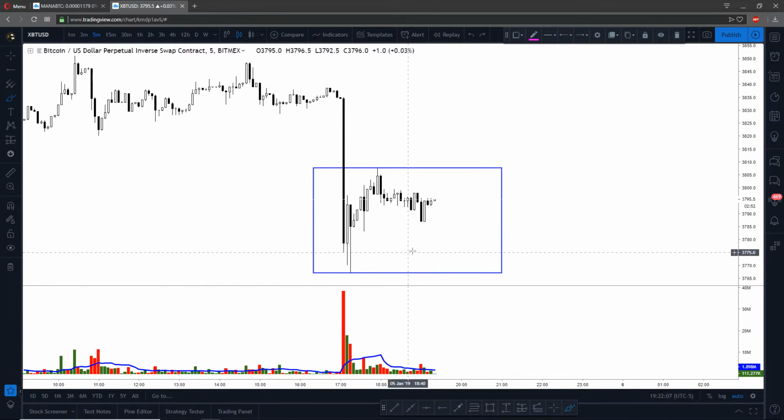I want to see either a test of the accumulation low or a break of the accumulation high. Both of which need to be done with high volume, because it needs to show you that people are participating in these tests or breakouts. If people are not participating, if it's breaking out on low volume or it's testing on low volume, the chances of it succeeding are very low.